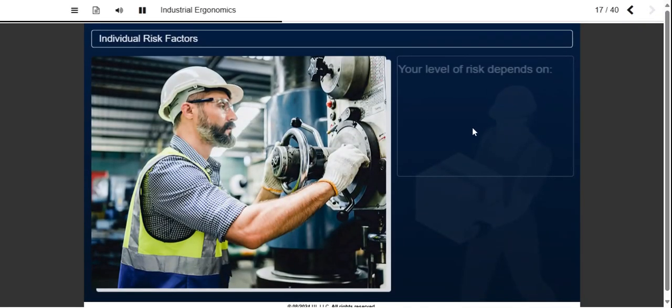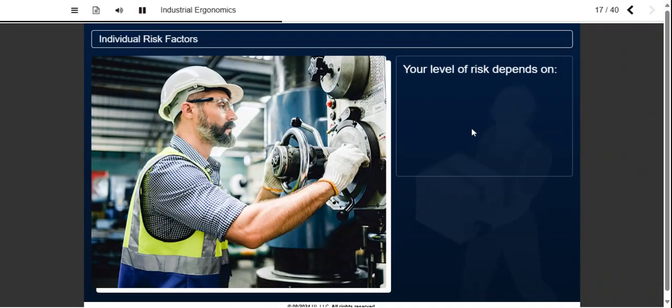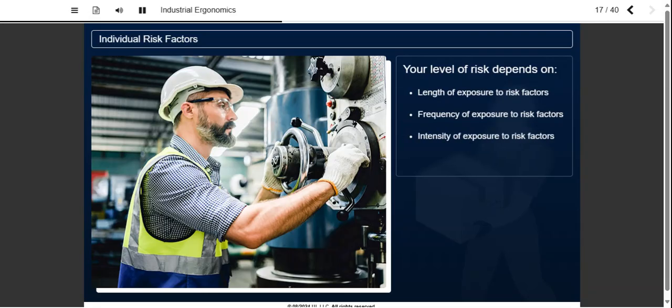Each person's level of risk will vary based on many factors. For example, the longer you are exposed to risk factors, the higher your risk. Also, consider how often you are exposed. If you face risk factors every day, you have a higher risk of injury than people who face them less frequently.